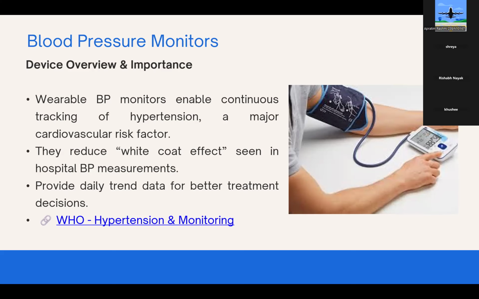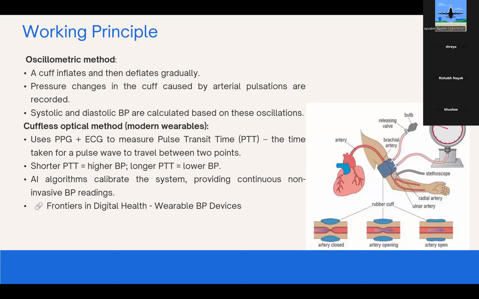So it includes the oscillometric method. A cuff inflates and then deflates gradually. Pressure changes in the cuff caused by arterial pulsation are recorded. Systolic and diastolic BP are calculated based on these oscillations.